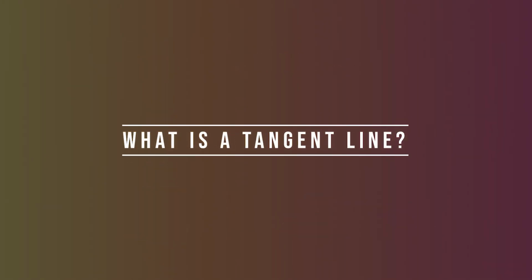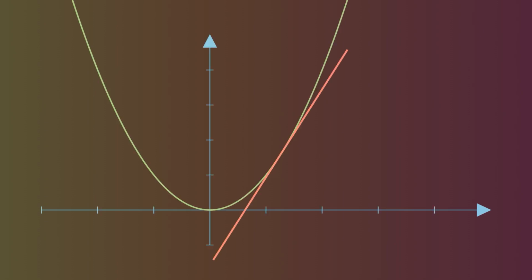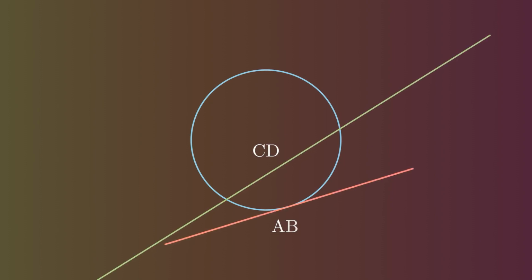Let's start by defining what exactly a tangent line is. A tangent line is a line that intersects a graph in only one point. The point where the line intersects the graph is called the point of tangency. Take a look at this illustration. Can you identify the tangent line? Yes, line AB is in fact the tangent line.